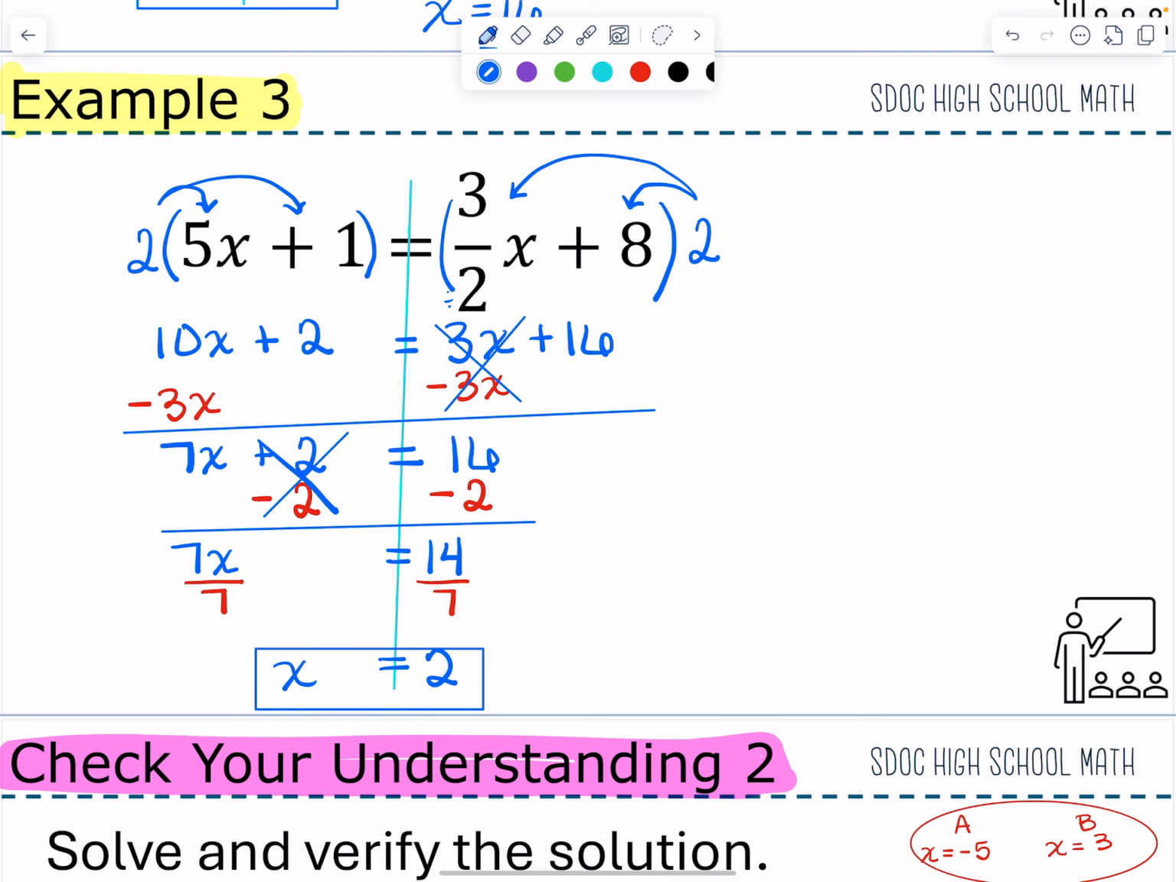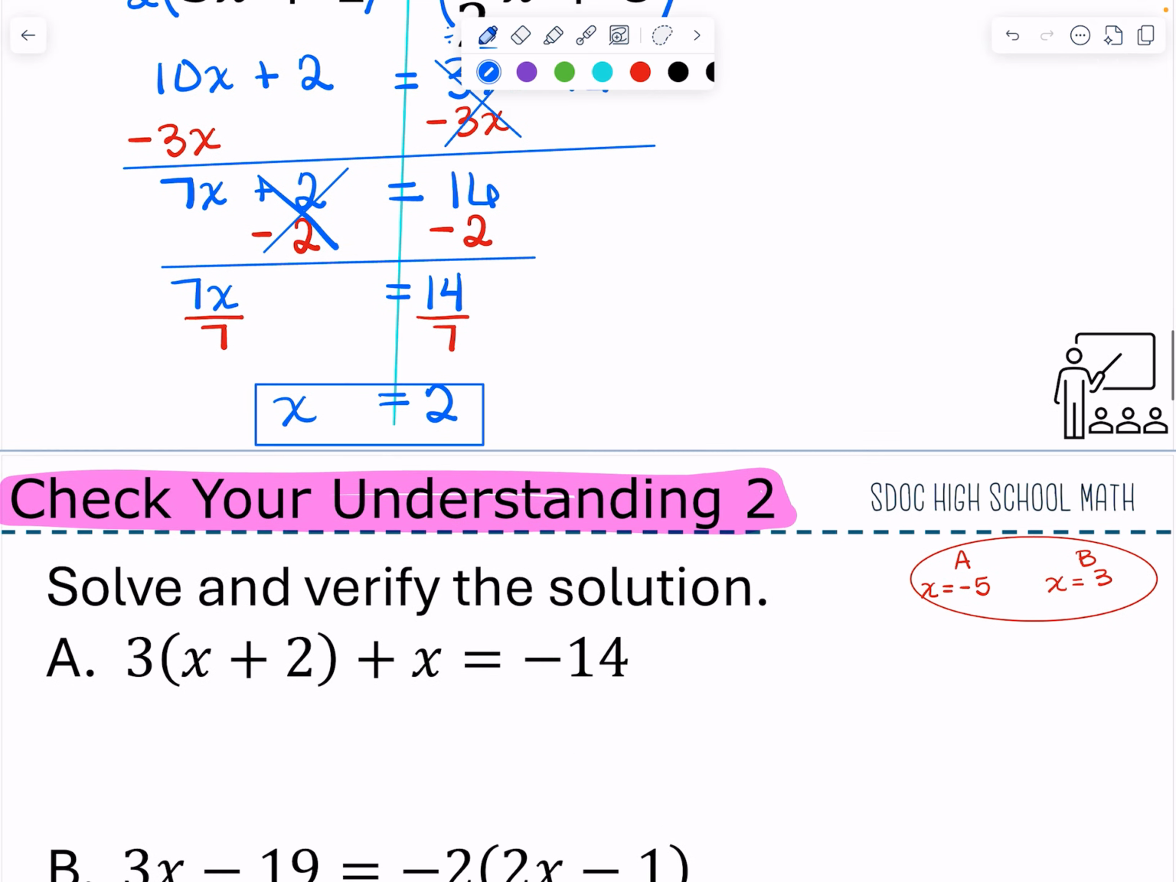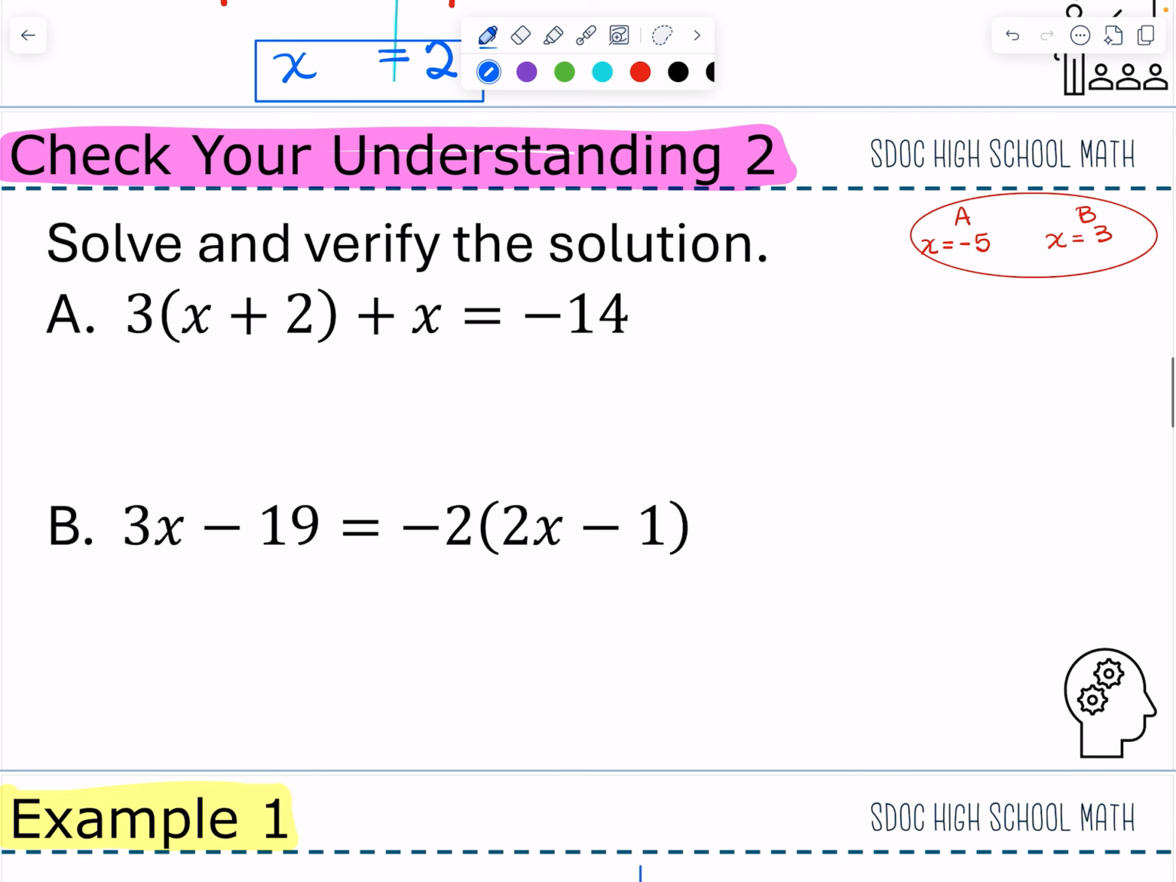Okay? All right, so now pause the video, write down example 3, and then go ahead and go on to check your understanding number 2 and see if you can solve A and B on your own. Now the answers are there for you to check them, but if you get stuck somewhere, I want you to stop, put a question mark where you get stuck, and then write down what you think happened so I have a question to answer tomorrow. Pause here, do those, and then come back and see me.